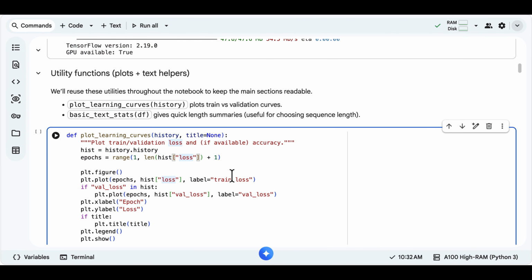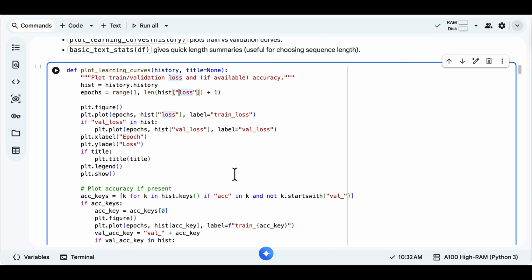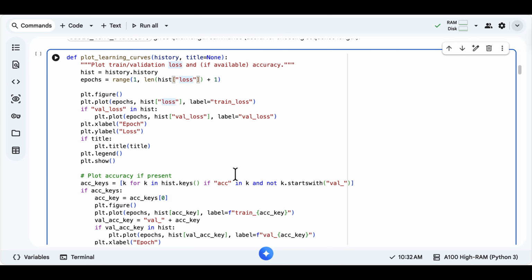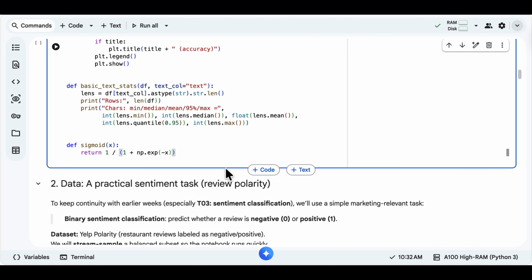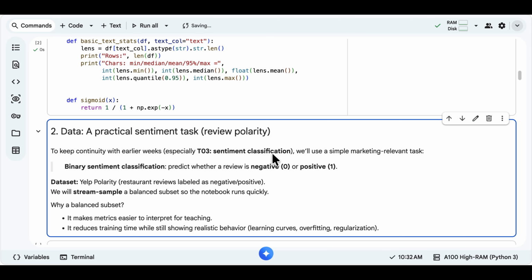This cell defines helper functions. One function plots training and validation curves so we can judge whether the model is learning or overfitting. Another summarizes text length, which helps us think about sequence length later. There is also a simple sigmoid function for demonstrations. I would not spend much class time on the syntax here. The key point is that good notebooks separate utility code from the main modeling story.